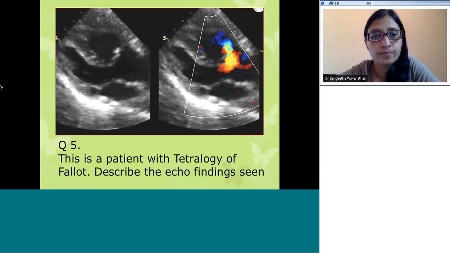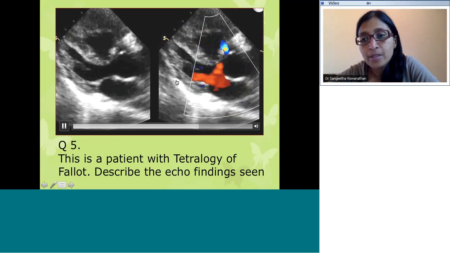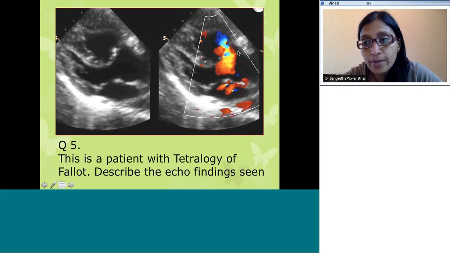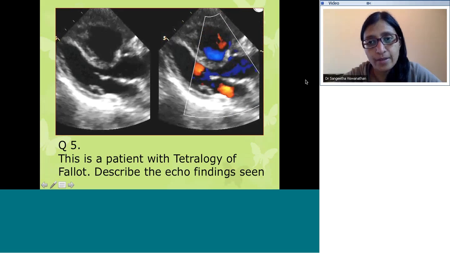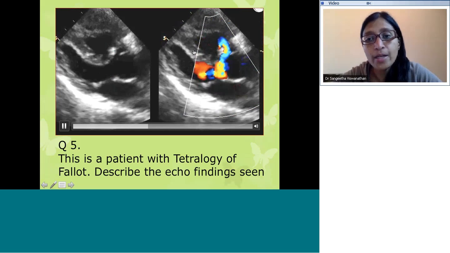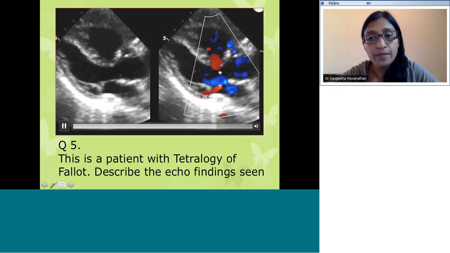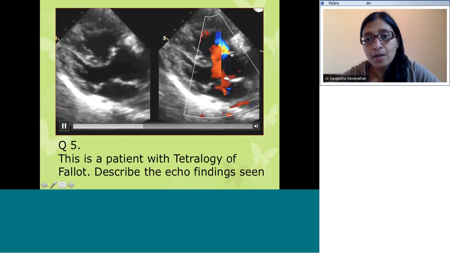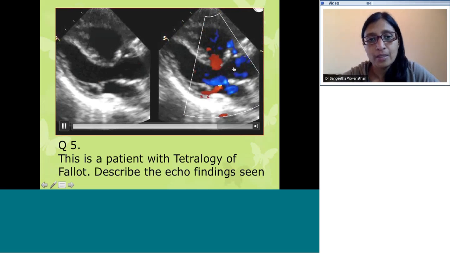This is a long axis parasternal view. Excellent. So restricted subaortic VSD and dilated aortic root. Fair enough. I think we'll accept that answer. So the echo illustrates usually what do you see? You see a nice wide open VSD, right? So this is what a restrictive VSD in a tetralogy of Fallot looks like.